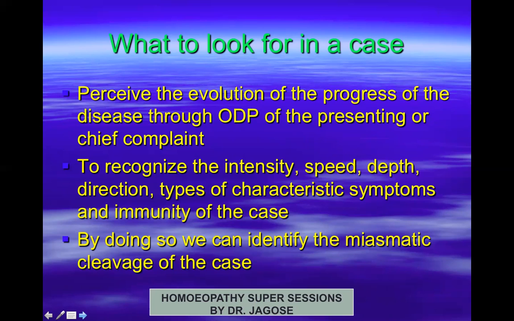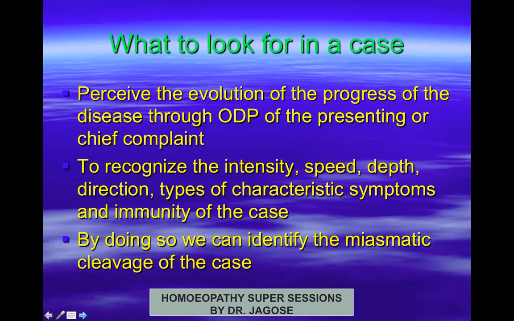So once you identify the miasm, for example, in the psoric miasm, the speed is quite fast. In the syphilitic miasm, the speed may be slow or fast. In the sycotic miasm, the speed is always very, very insidious or very, very slow. The depth of the disease in psoric miasm is superficial. In sycotic miasm, it is a bit more than superficial, you can say. And in syphilitic miasm, it is very deep.